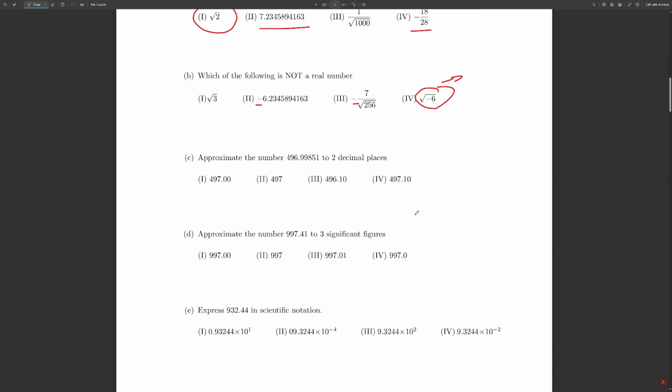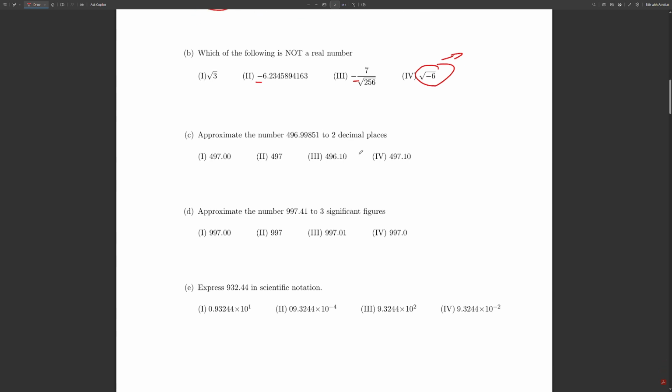C, approximate this number to 2 decimal places. Well, 2 decimal places means I look at 1 decimal place after the point, 2 decimal places, I underline and I circle the number 8. Is it greater than 5? Yes, it is, which means I add 1 to the 9. But the next number after that is 9 as well. So I have to add another number, which means that this number here changes.